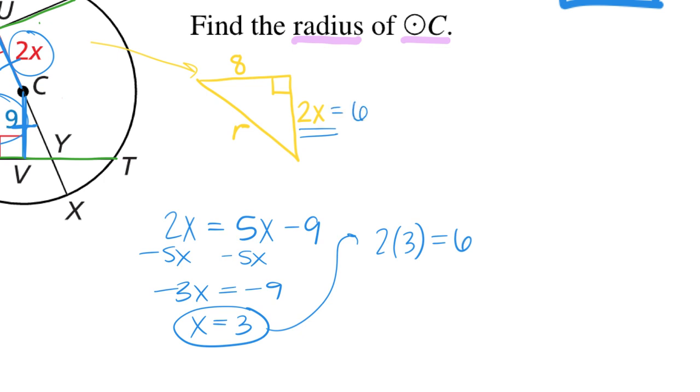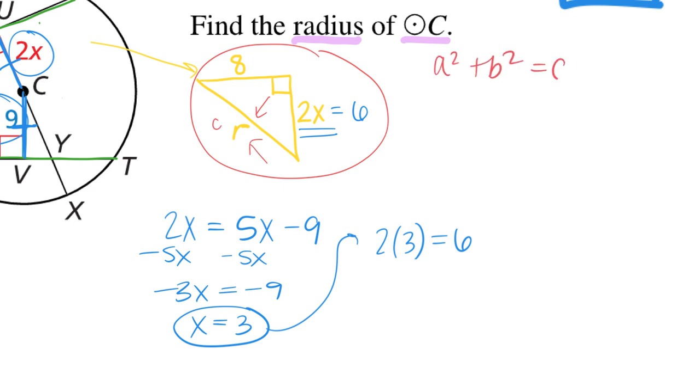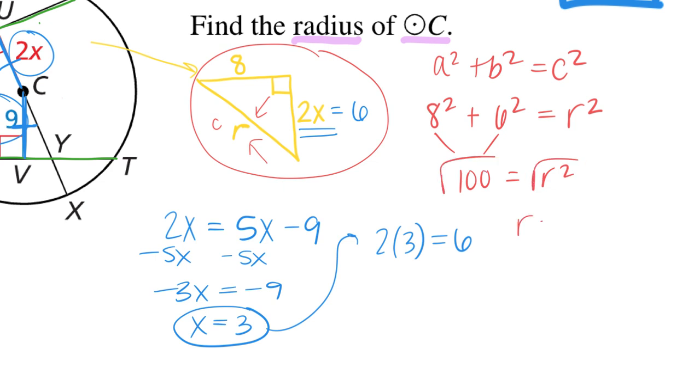And now we can just do Pythagorean theorem to figure out what that radius is. So the radius is our hypotenuse. So we will do a squared plus b squared equals c squared. That would be 8 squared plus 6 squared equals r squared. And then we're just going to continue to solve that. So 8 squared plus 6 squared, that's 100. And then to figure out the radius, we just square root both sides. So r is equal to 10.